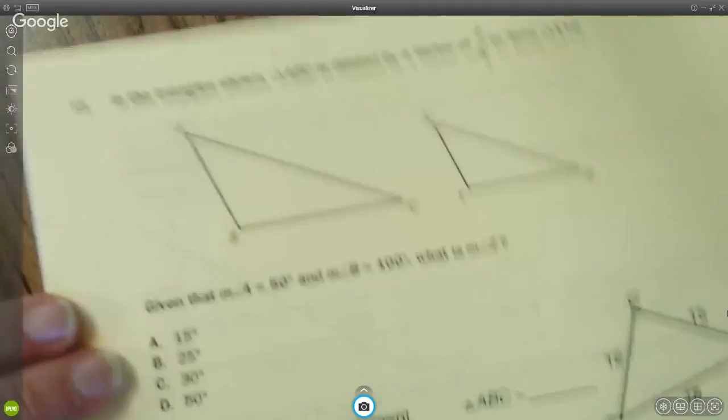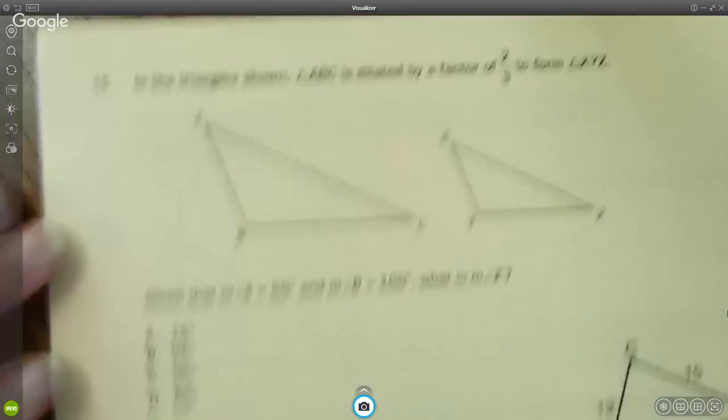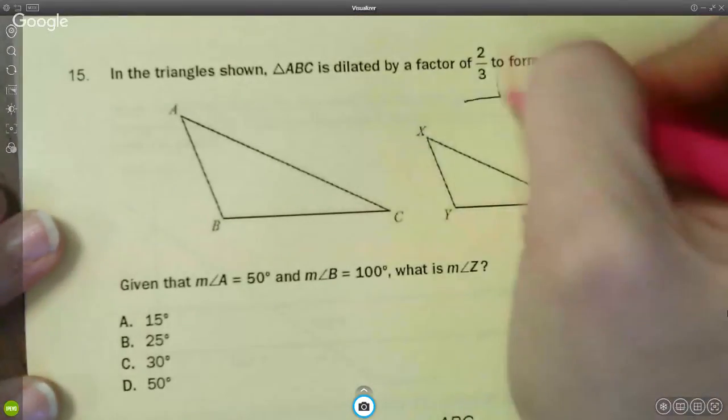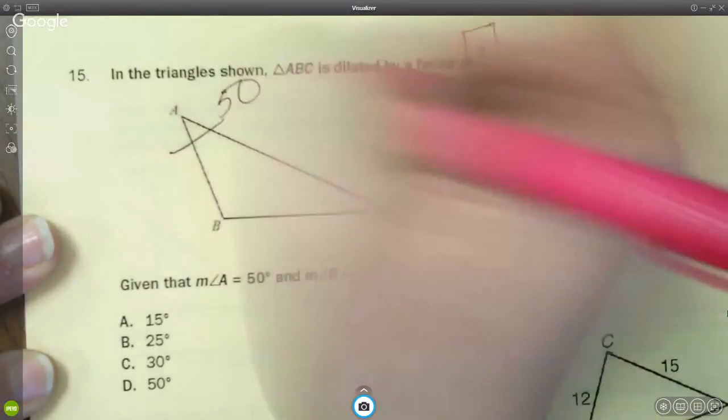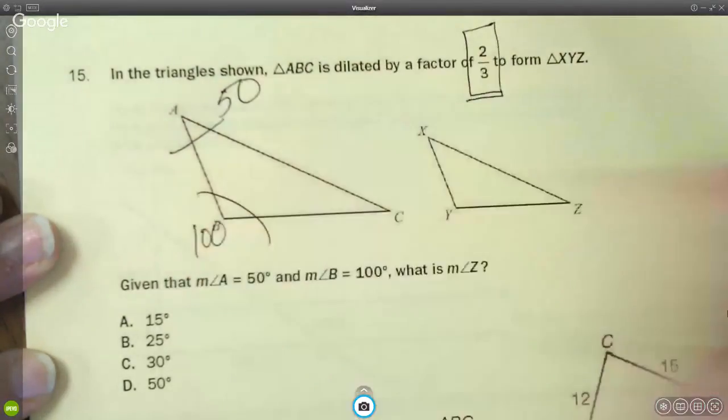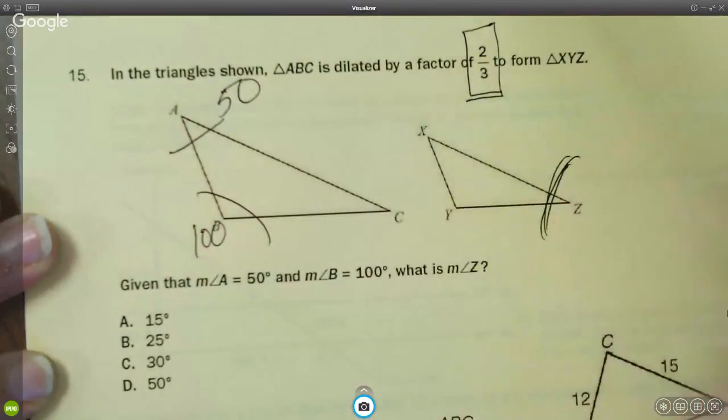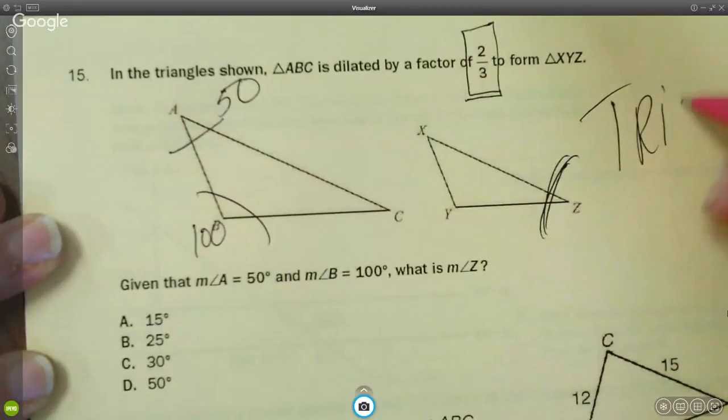Number 15, in the triangle shown below, it's dilated by a factor of 2/3 to form XYZ. Given that A is 50, B is 100, what's this measure? This is a trick question.